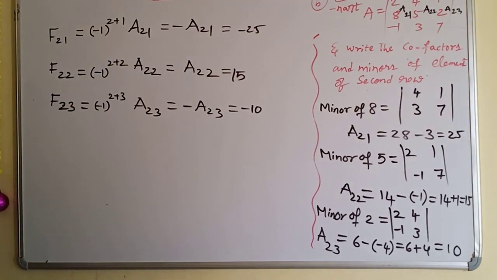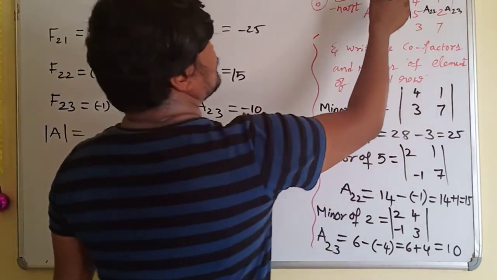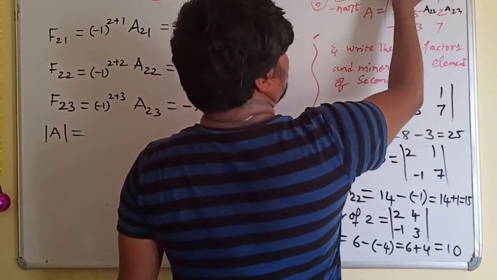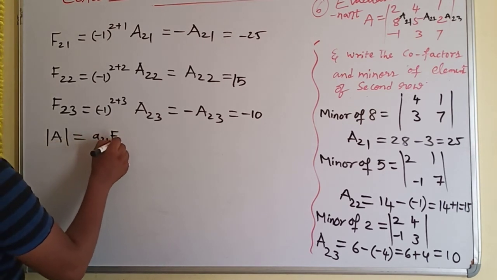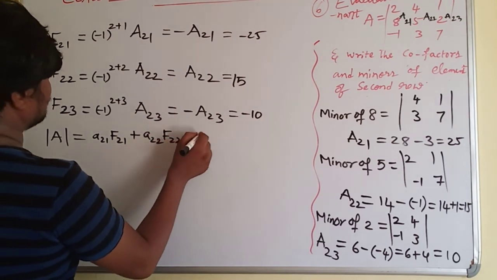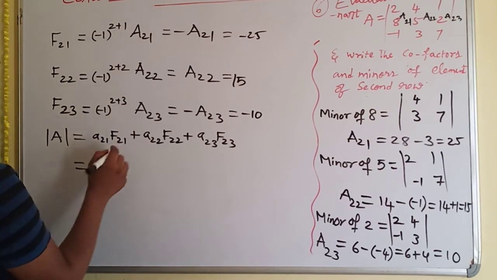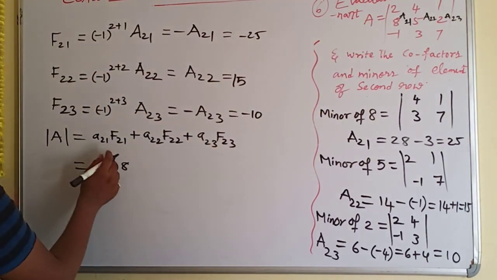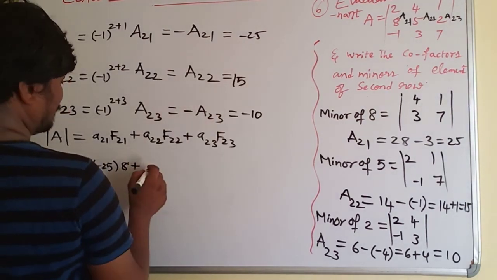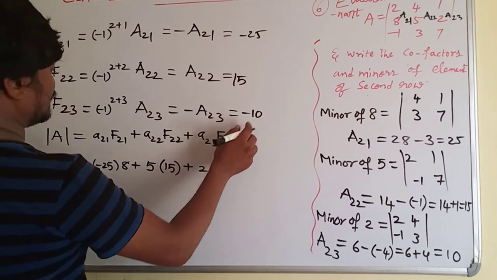So you got all the values, then how to find our determinant? By using the cofactors. It is very simple now. So I'll write det A is nothing but, according to the signs, first plus, minus. That is A21 F21 plus A22 F22 plus A23 F23. So A21 is 8 and your F21 is minus 25, plus A22 is 5 and your F22 is 15, plus A23 is 2 and your F23 is minus 10.